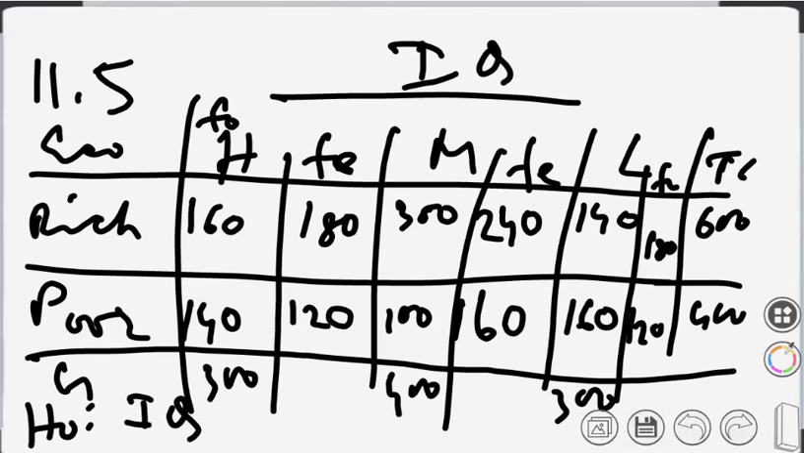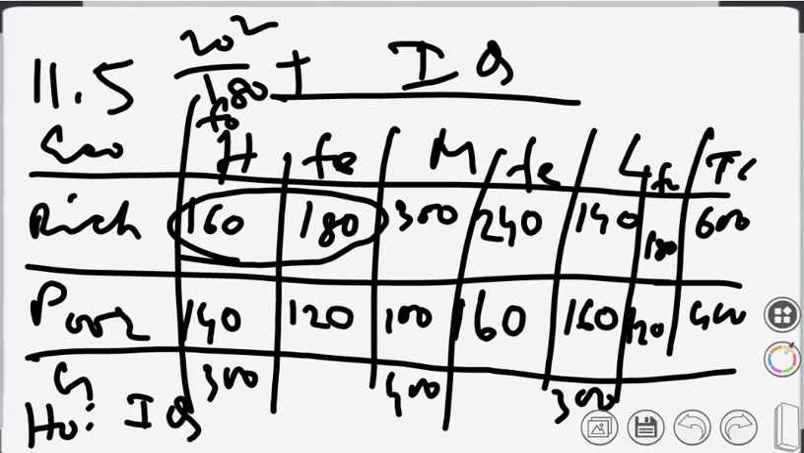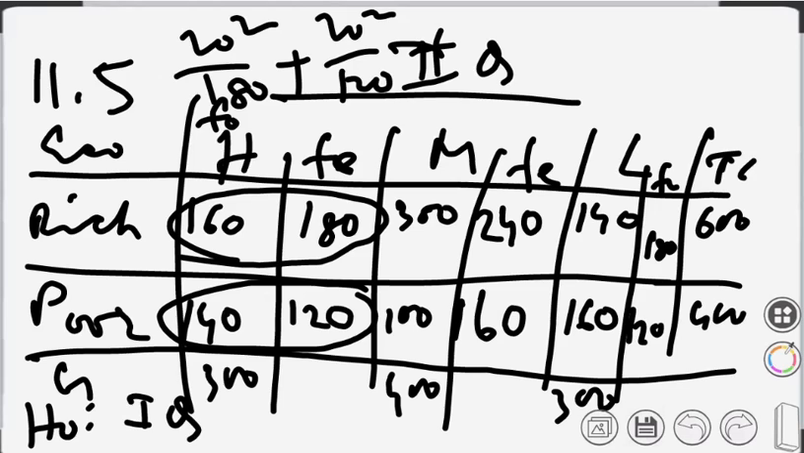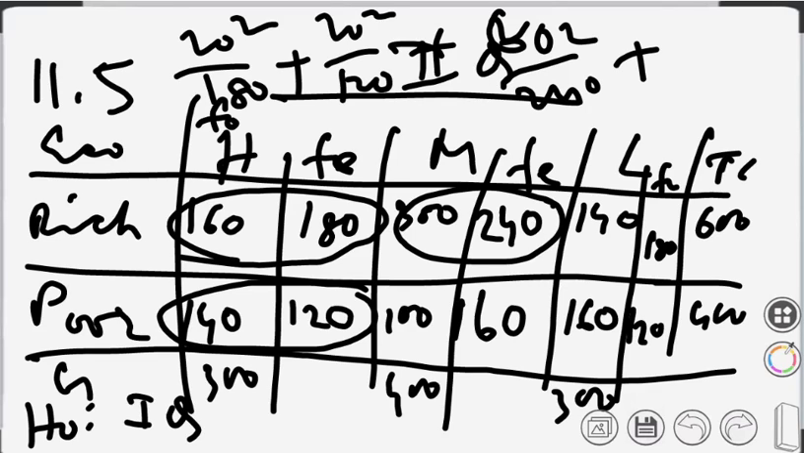Now calculate the value of chi-square. So chi-square, the first one: 160 minus 180, that is 20 square by 180, plus 20 square by 120, plus 60 square by 240, plus 60 square by 160, then 40 square by 180, plus 40 square by 120. Please say it once more, I am writing.